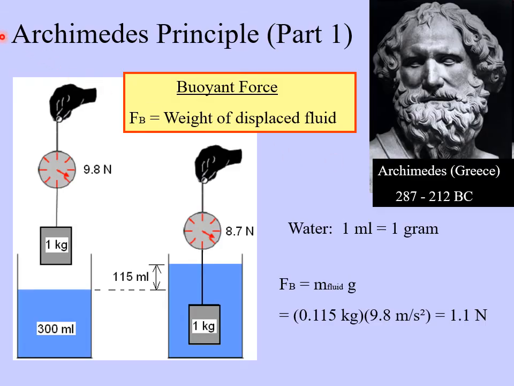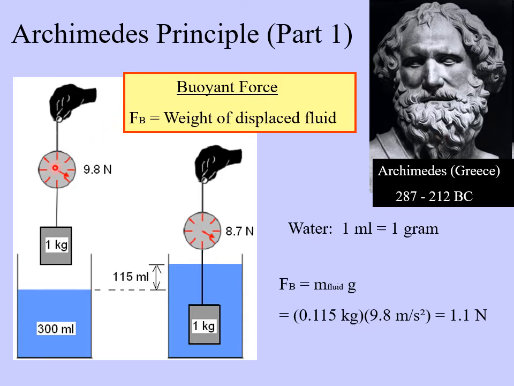So Archimedes' principle, we can break it up into two parts. The first part is basically what we just proved a couple slides ago, and that is the buoyant force exists and it's equal to the weight of the displaced fluid. By the way, this is the great Archimedes from ancient Greece. He lived about 2,000 years ago.